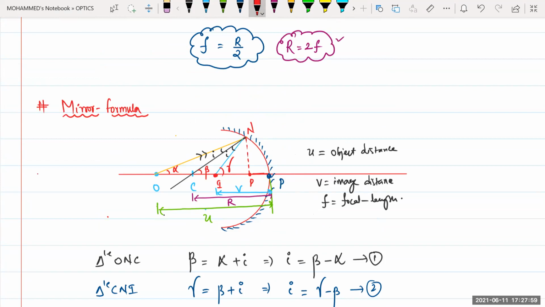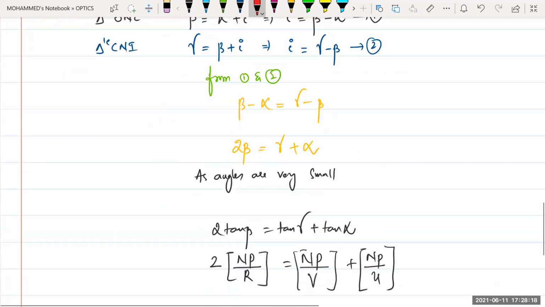Now the object distance will be what, beta? Negative, because you are measuring in the direction opposite to the ray of light. Light is going from O to N and you are measuring the distance from P to O. So it is negative. The image distance is also negative, and the radius of curvature is also negative. All of them are negative in the concave mirror.